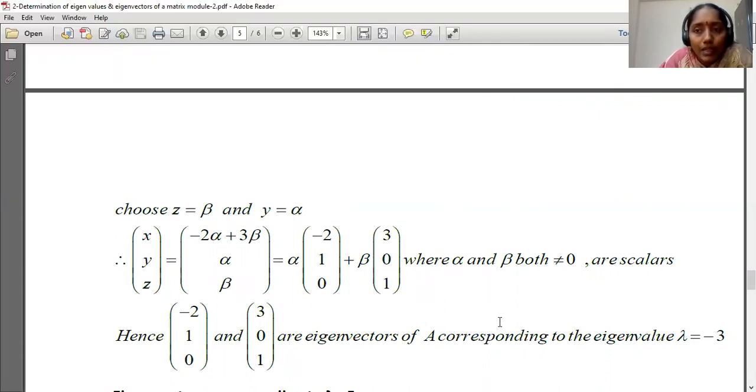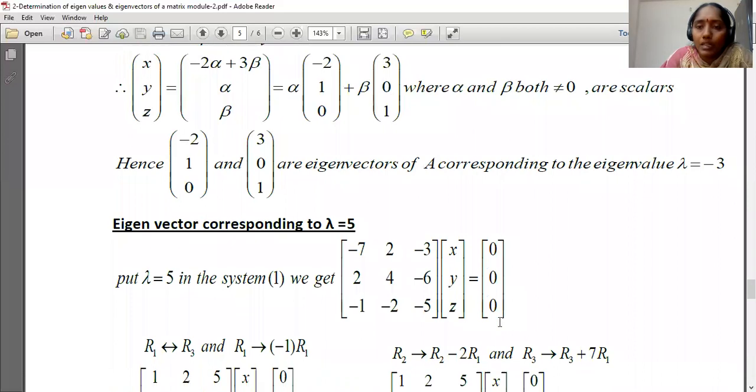Here observe this, lambda is a repeated root. For the repeated root, here there exist 2 eigenvectors. For all repeated roots, it may not exist like this. For this problem, lambda is a repeated root, repeated twice, and there exist 2 eigenvectors. Just observe the point.